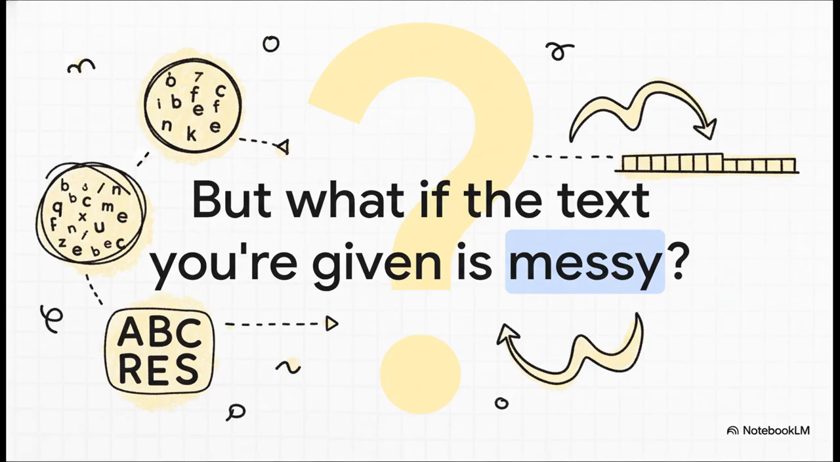I want you to imagine your app asks for a user's name. One person might type John Smith, another John Smith, and maybe a third types John Smith. To a computer, those are all completely different things. So we need a way to standardize them, to make them all consistent.